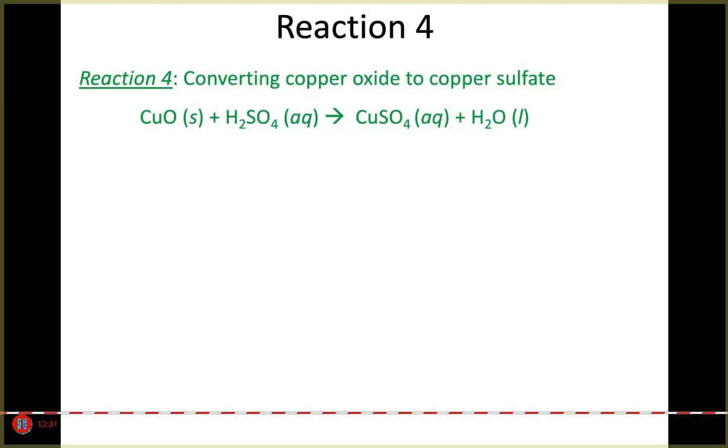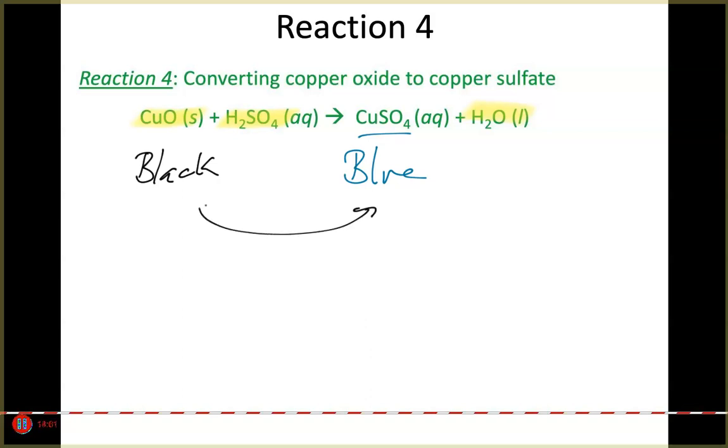Reaction 4 is to take that black product that I had in the last reaction, that copper oxide, and treat it with some clear colored sulfuric acid. What it will do is create a new compound, in this case copper sulfate, which will be blue, and then you have your clear water. So again, what we're going to see is another color change. Maybe we should get rid of this double-headed arrow. That black product is going to convert into blue.